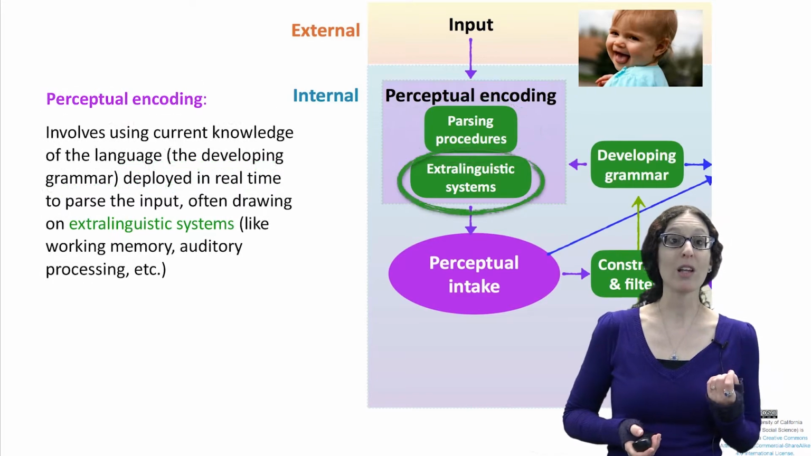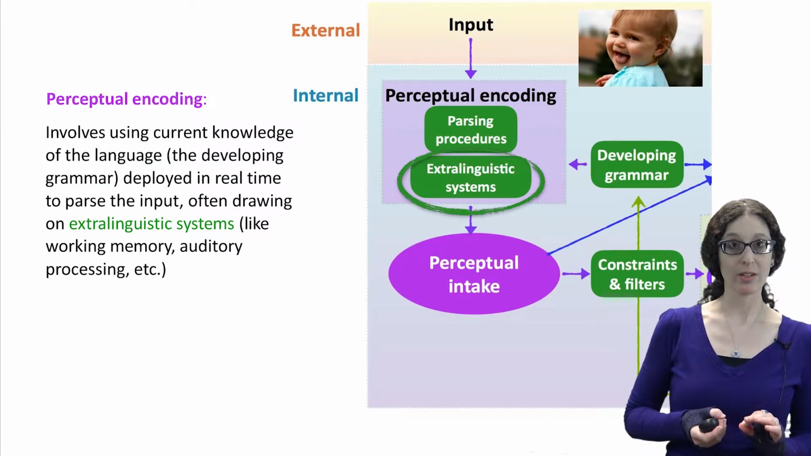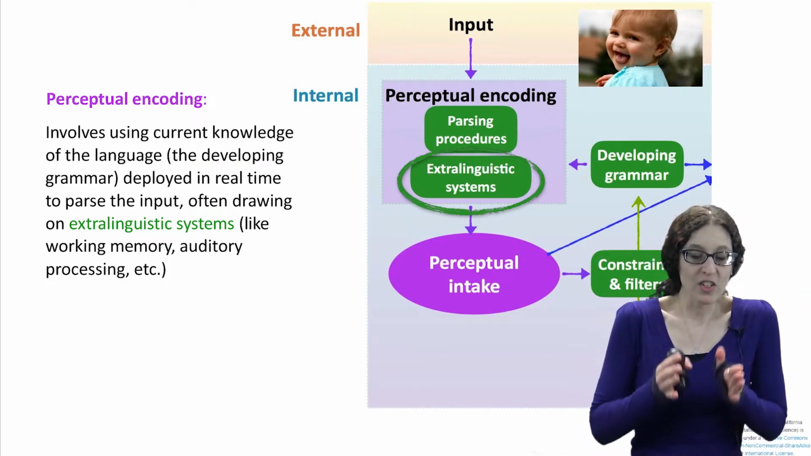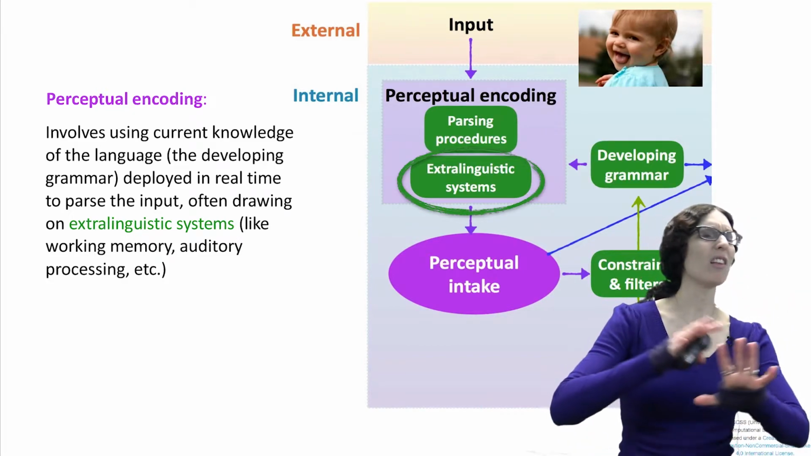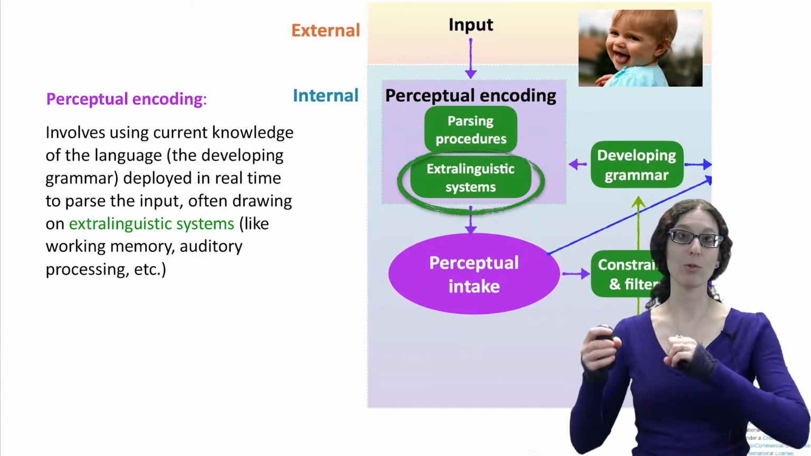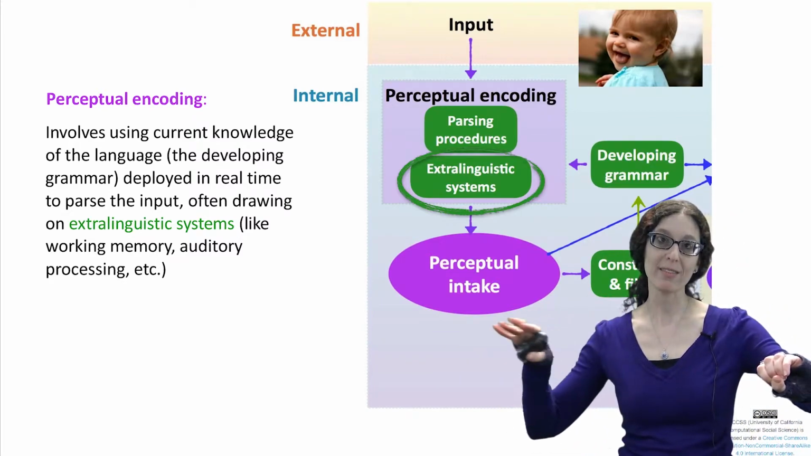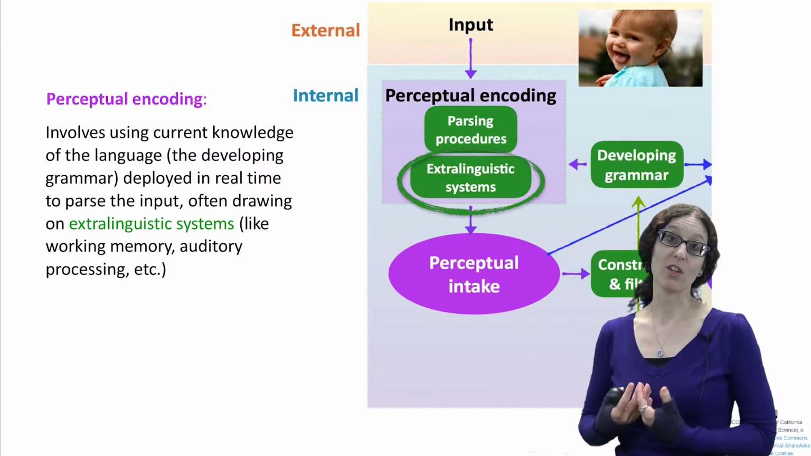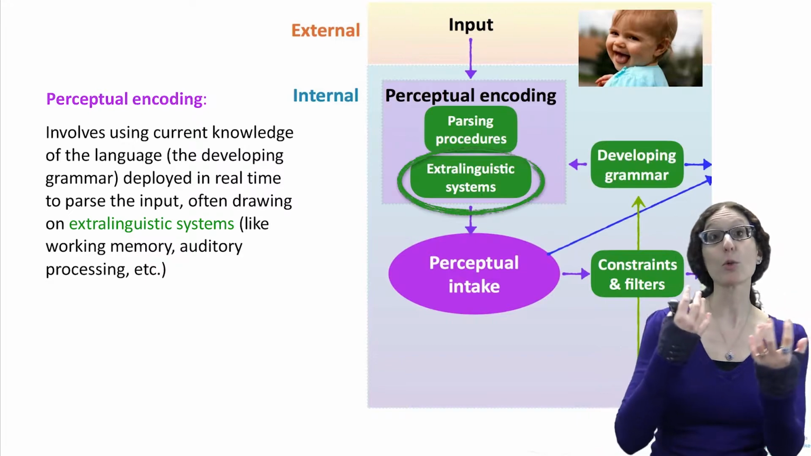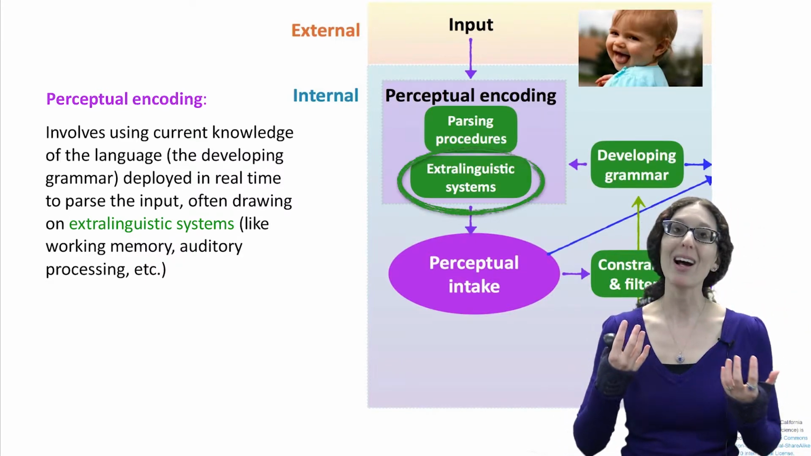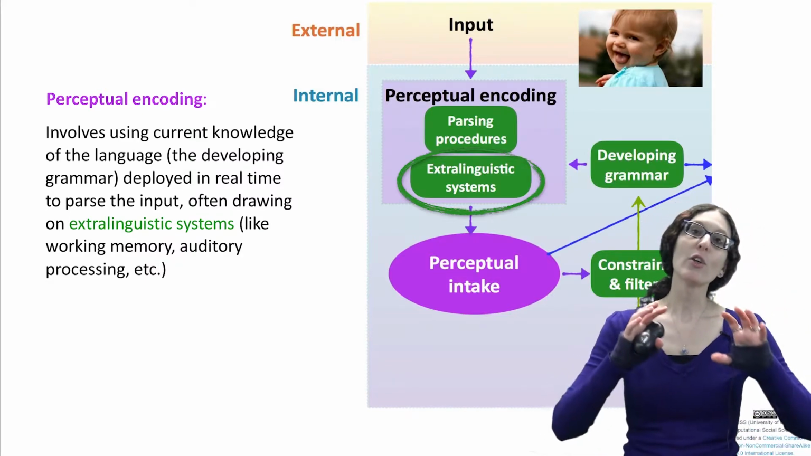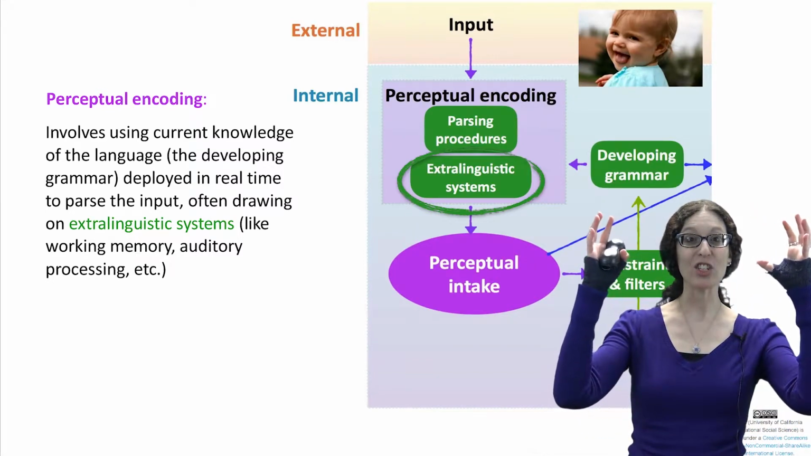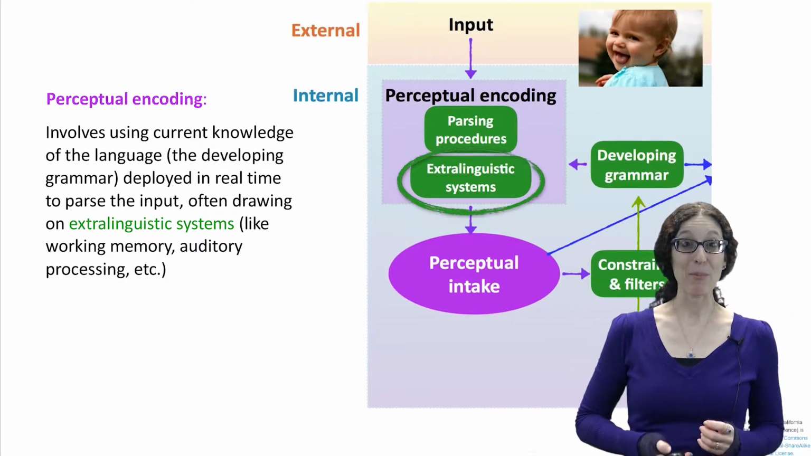And you're also relying on extra linguistic systems, that is, systems that are a part of your cognition that aren't specifically used for language. They're used for lots of other stuff, so they are extra linguistic, outside the realm of just language learning. This includes things like working memory, which you use for lots of things, not just language learning. It includes things like auditory processing, which you use for processing all kinds of sounds and not just language sounds. So you use those two, again, in order to turn that input signal into the perceptual intake.